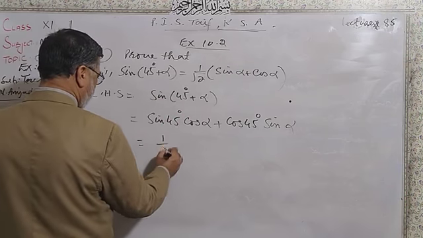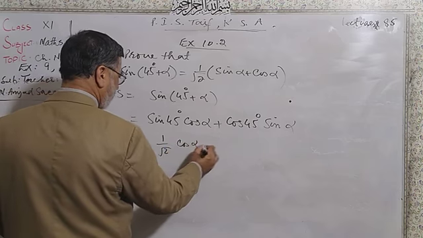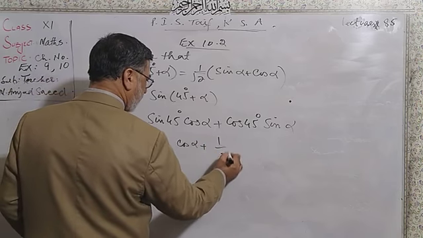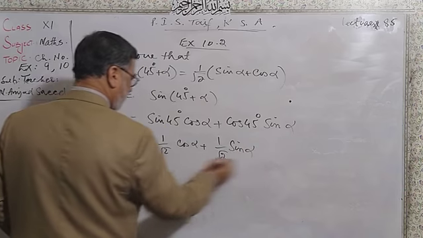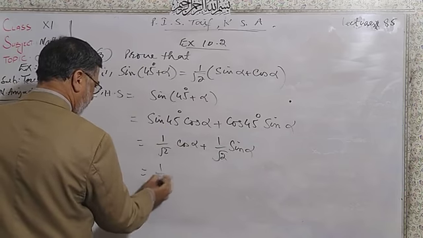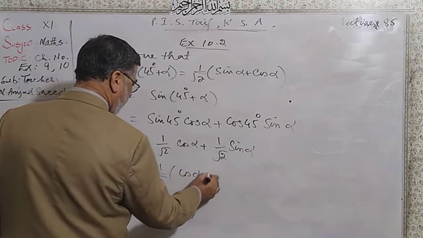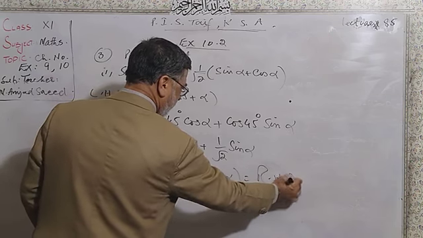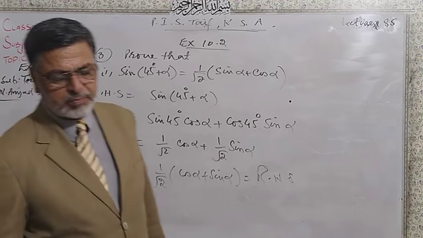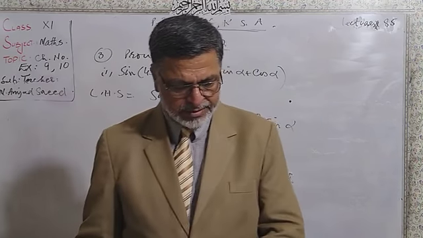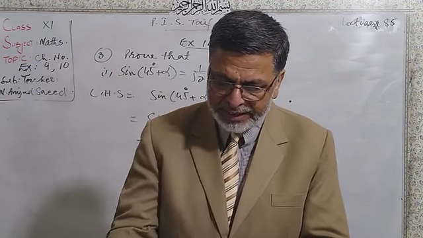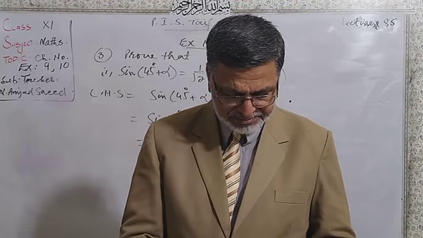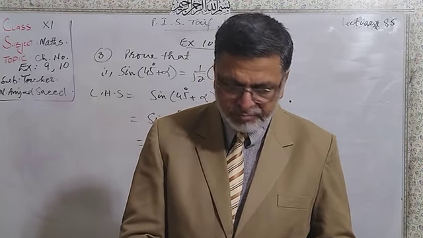Sin 45 is 1 over under root 2 times cos alpha. Cos 45 is 1 over under root 2 times sin alpha. You can take 1 over under root 2 common. That is cos alpha plus sin alpha. You can check this is your right hand side. Dear students, that was your part number 1, question number 3. After that we have question number 4.